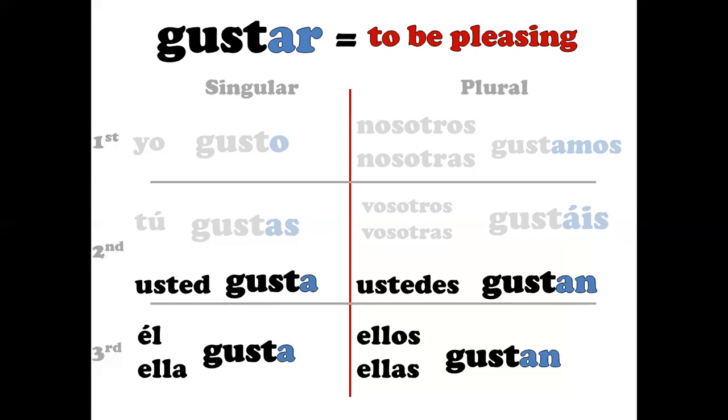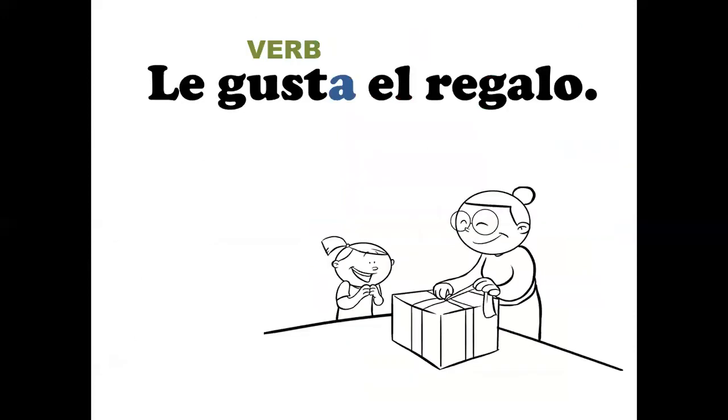There are some poetic uses where you might technically be able to use the others, but gusta and gustan are the ones we use. So in this case, we use gusta. Le gusta el regalo. She likes the gift. But what we're really saying is the gift, the subject, el regalo, is pleasing to her.